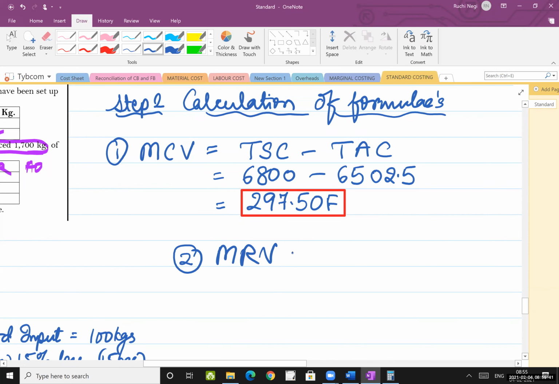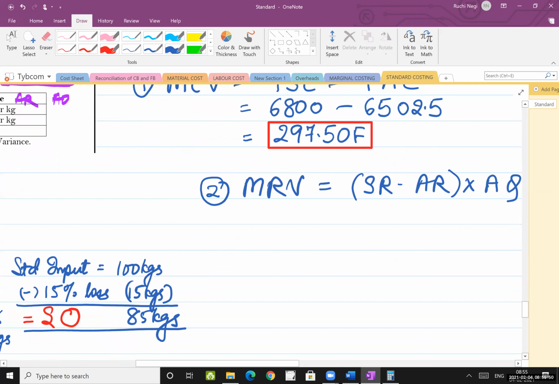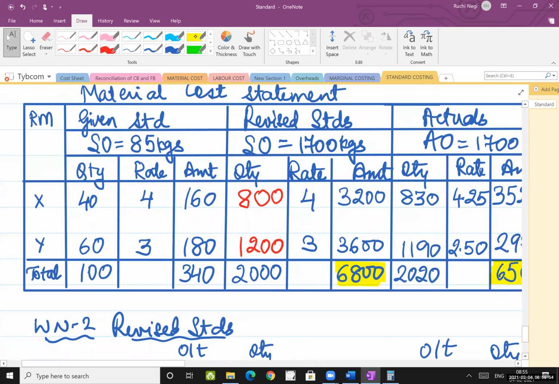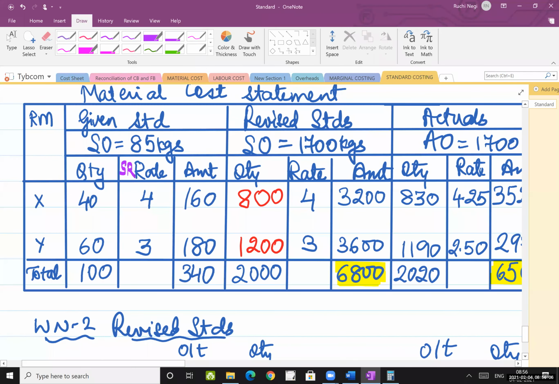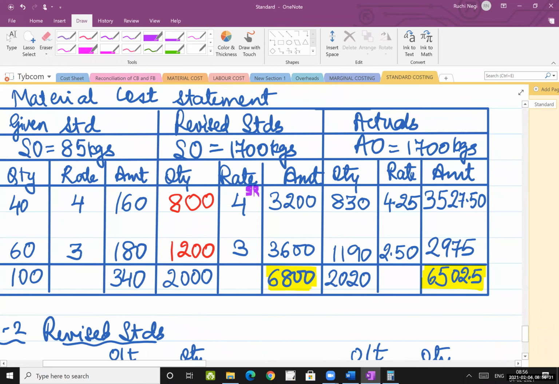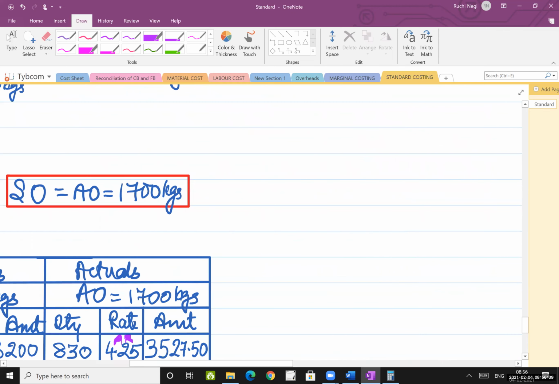Material rate variance or price variance: standard rate minus actual rate into actual quantity. So this is my standard rate. Let me just highlight. This is the standard rate column. Sorry, now I will not consider this. We have revised standards, na. Just a minute. We have revised standards here. This is standard rate here. And this is the actual rate column. Here, actual rate. I'll write it down now.